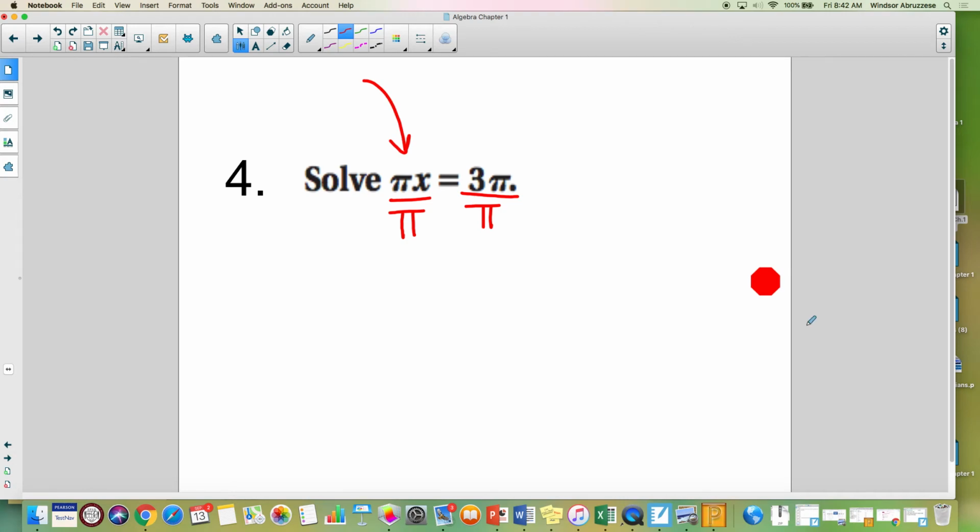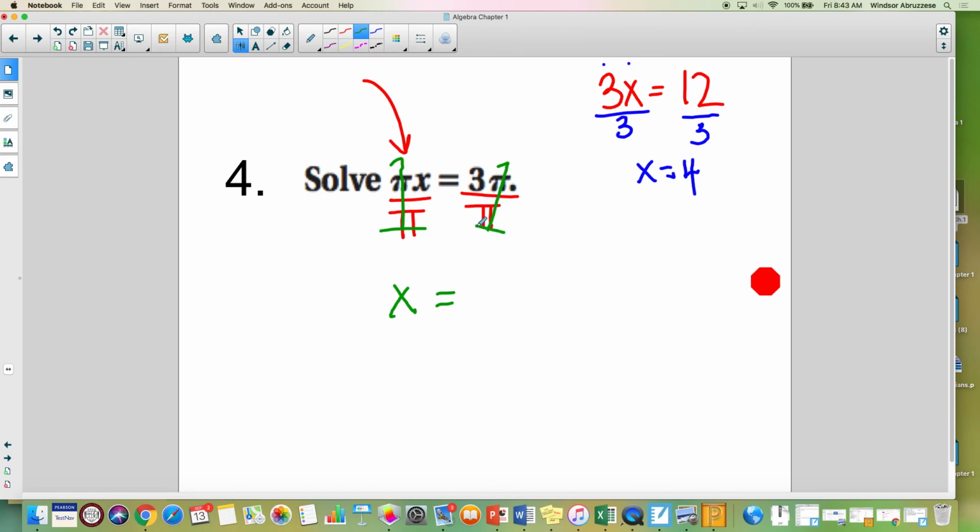A similar problem which you might see would be 3x equals 12. The 3 and the x, the coefficient and the variable, are joined by multiplication. So you would divide both sides by 3 to get your solution. This is the same type of problem, except instead of a coefficient of 3, we're just using pi. But pi divided by pi is 1. So I'm left with x. And then 3 pi divided by pi, these pi's will cancel out to give you 1. It's just equal to 3.